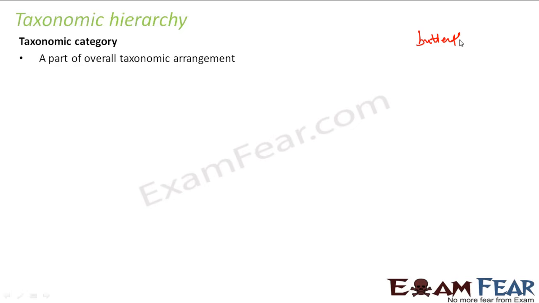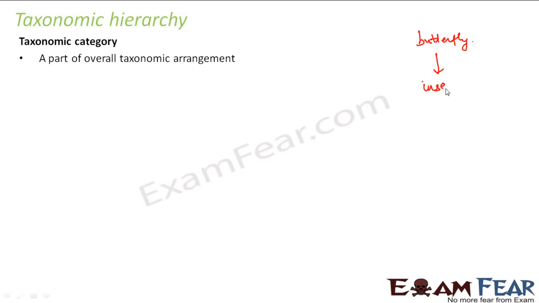Before we understand the taxonomic hierarchy, it is important to be familiar with a few terms like taxonomic category. What is a taxonomic category? It is a part of the overall taxonomic arrangement. When I talk about a hierarchy, it is made up of many different levels. Each level is a taxonomic category. So let me take an example of a butterfly. So what is a butterfly?